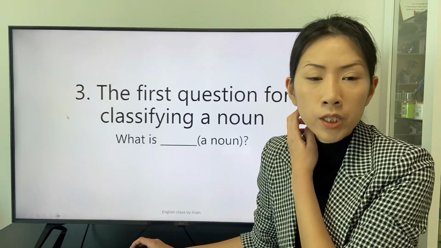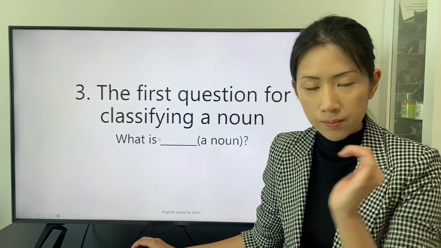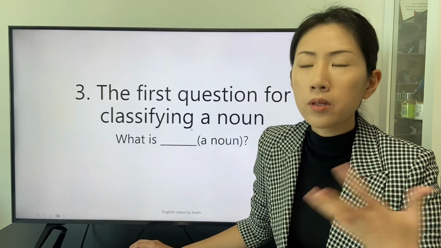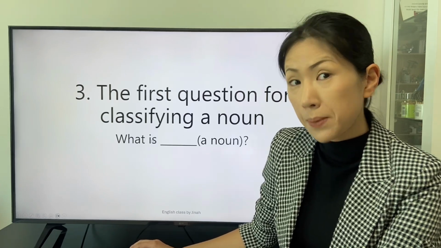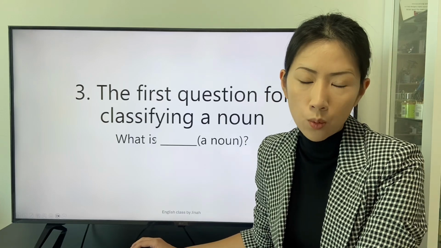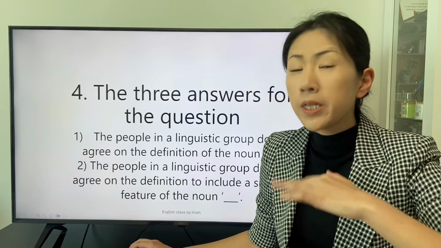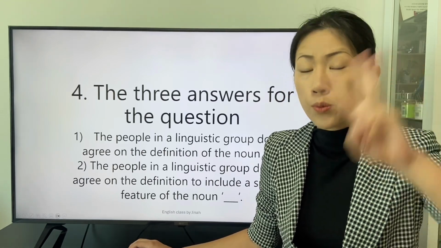The first question for classifying a noun is, what is a noun? There can be any nouns. What is happiness? What is worship? What is praying? People in the linguistic group answered to the question with 3 answers.